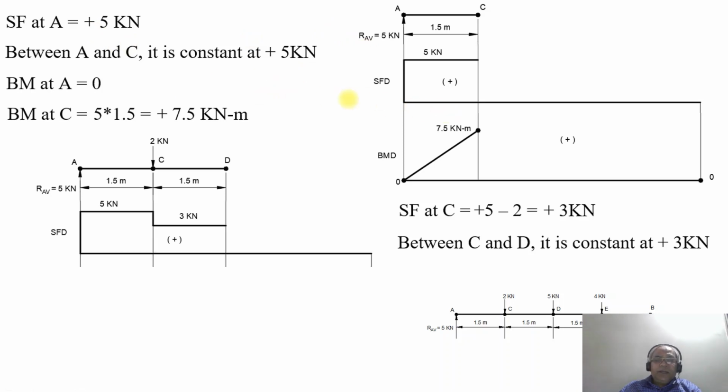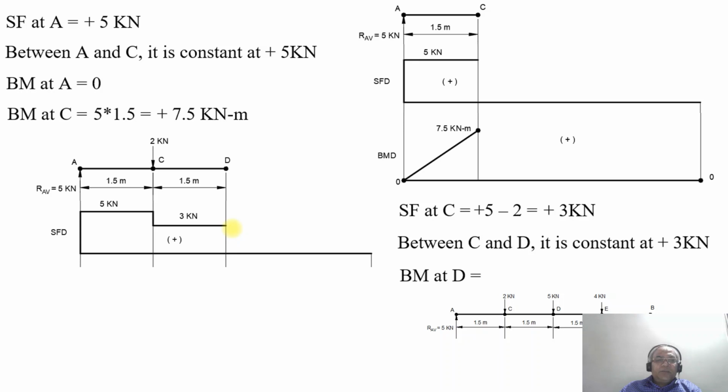So this is how you will be able to get the shear force diagram. At the point A, plus 5 kilonewton. Between A and C, it is 5 kilonewton. At the point B, it drops down to 3 kilonewton, because at the point C, you are going to have plus 5 minus 2, which will be equal to plus 3 kilonewton. So between C and D, as there is no other load acting on the beam, it remains constant at plus 3 kilonewton.